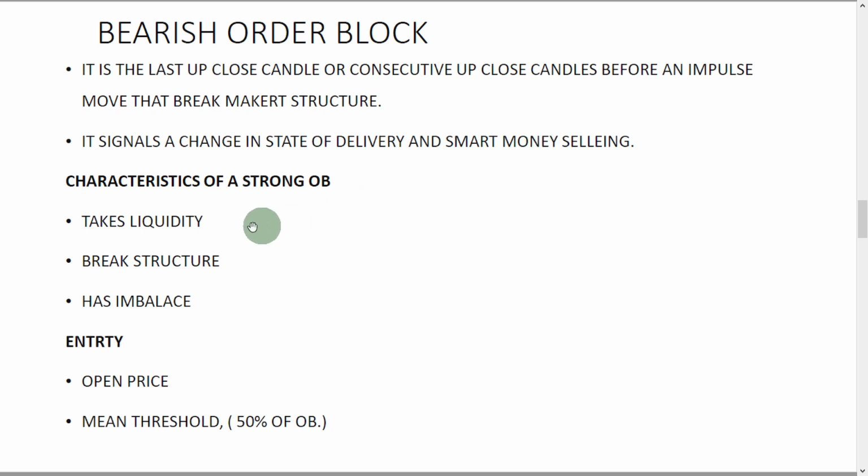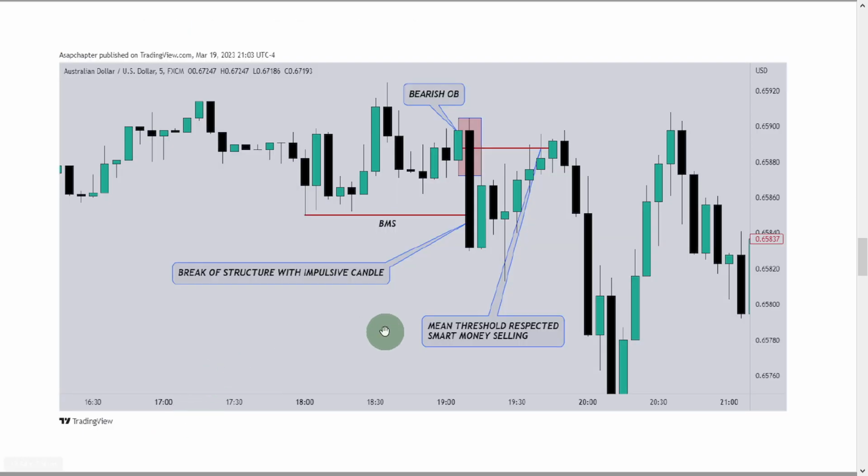Okay, characteristics of a strong order block, as explained early on, it should take liquidity, break structure, and have imbalance. 2 of these can be present and it still be a good zone to work with. Okay, entry, open of the order block or the 50%, that's the mean threshold. Let's look at some chart examples.